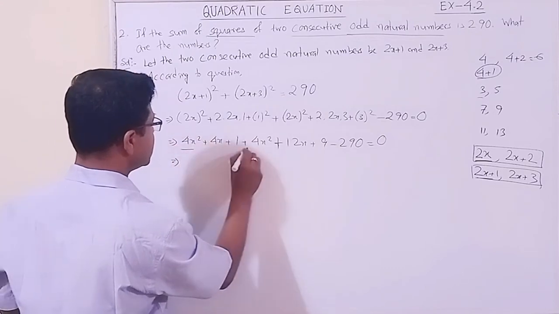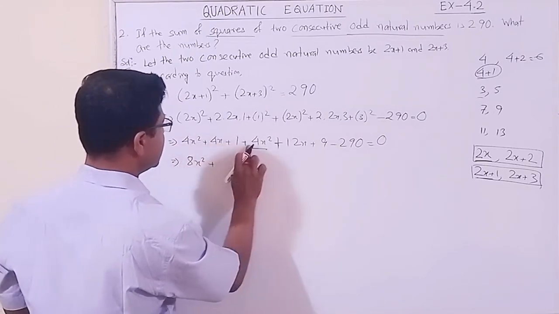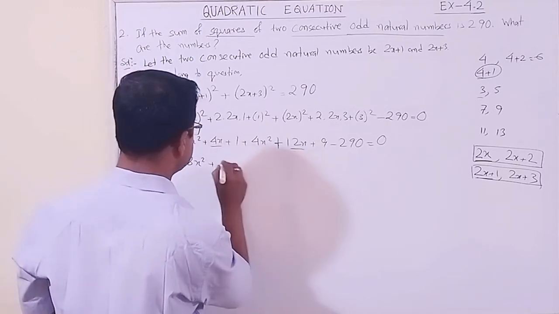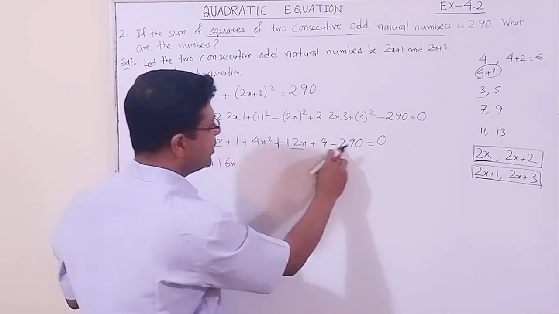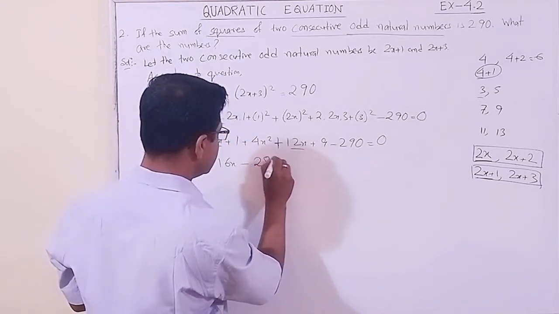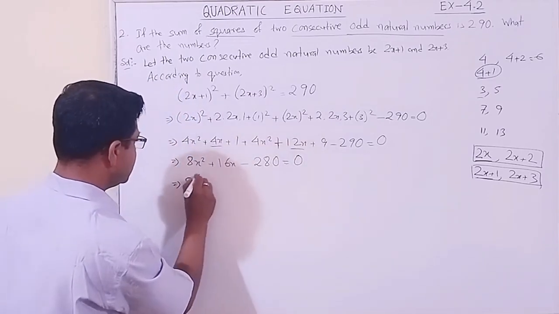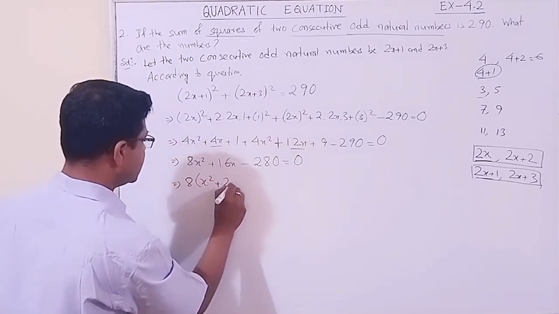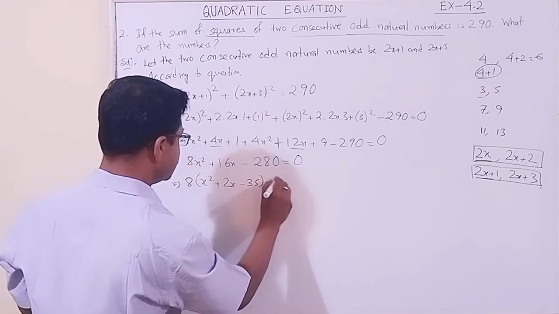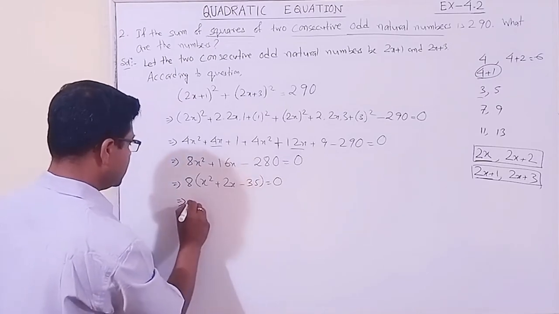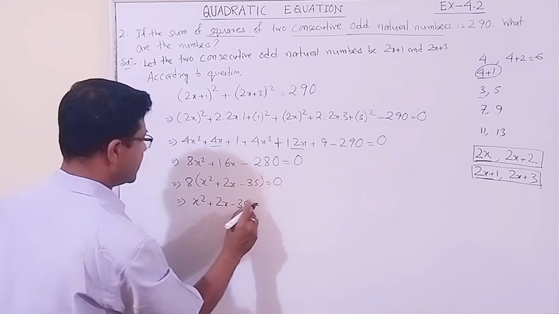4x square plus 4x square is 8x square. Then the next is 4x plus 12x, 16x. Then 1 plus 9 is 10. 10 minus 290 is minus 280, equal to 0. Now from here we can take 8 common: 8 times x square plus 2x minus 35 is equal to 0. Okay, so next x square plus 2x minus 35 is equal to 0.